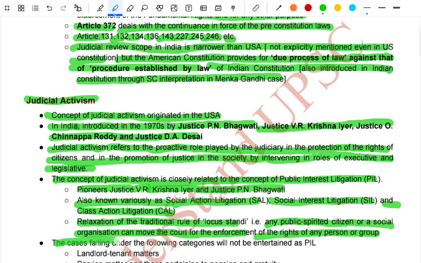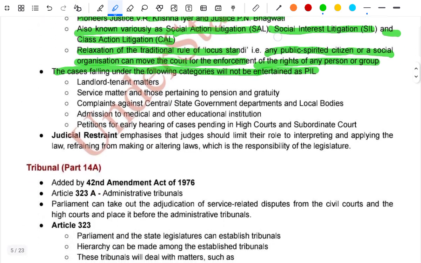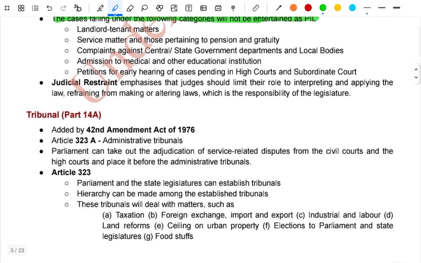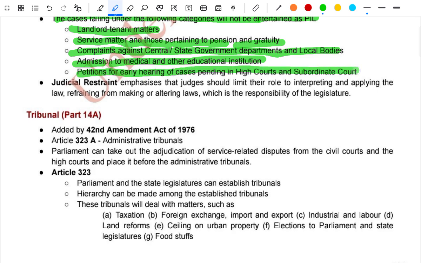Cases falling under the following categories will not be entertained as a PIL: landlord-tenant matters; service matters and those pertaining to pension and gratuity; complaints against central and state government departments and local bodies; admission to medical and other educational institutions; and petitions for early hearing of cases pending in the High Court and subordinate courts.